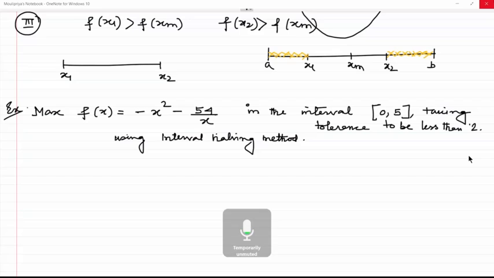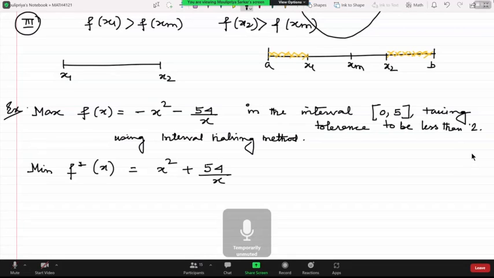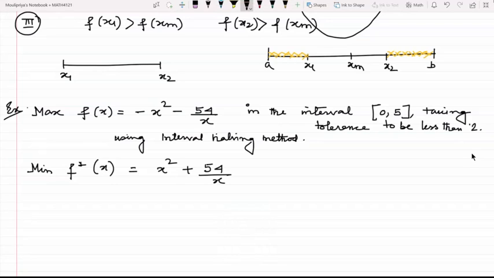We need to convert the max. Exactly. We need to convert this to a minimization type problem, and definitely the problem would be minimize f star x equal to x square plus 54 by x. Correct? The rest all remains the same.